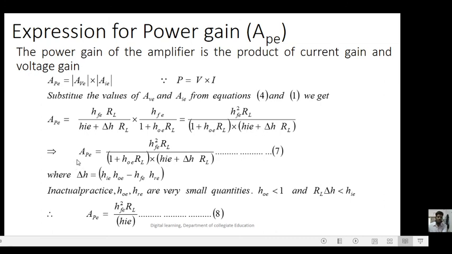Therefore APE is equal to HFE square RL divided by 1 plus HOE RL into HIE plus delta H RL. This is equation number 7, where delta H is equal to HIE into HOE minus HFE into HRE. In actual practice, HOE and HRE are very small quantities. Therefore HOE RL is very much less than 1, and RL delta H is very much less than HIE. Therefore the power gain of the amplifier equals HFE square RL divided by HIE. This is equation number 8.